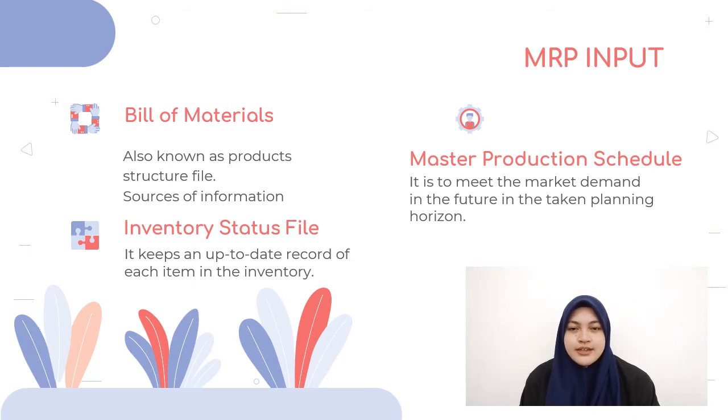Okay, third, Master Production Schedule, MPS. MPS is designed to meet the market demand, both the firm orders and forecasted demand in the future in the taken planning horizon. The MPS is simply the quantity and timing of all end goods to be produced over a specific time period.